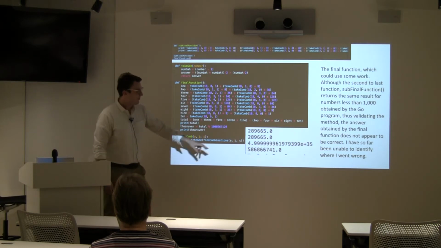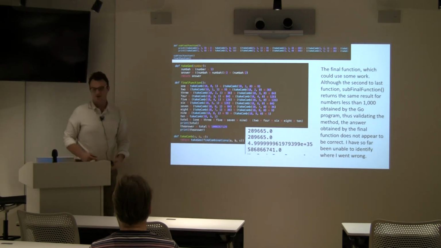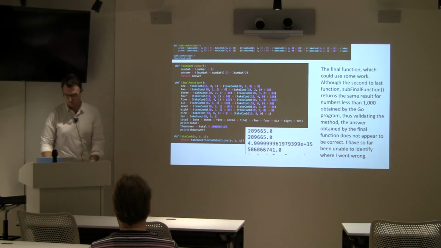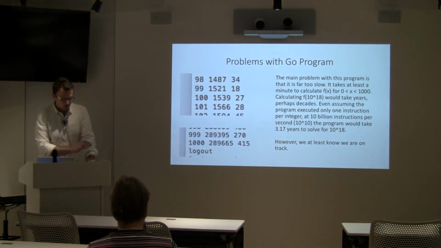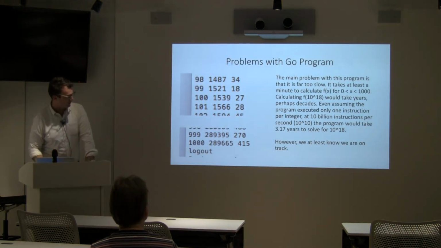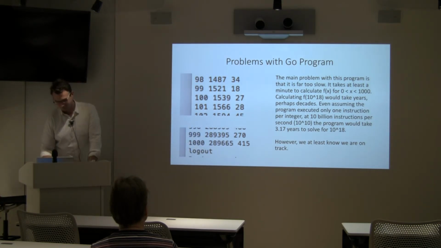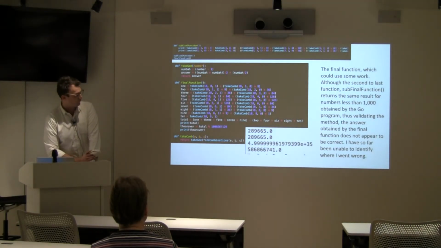Which is a good point. But the program does successfully solve it for the case of 1,000, because we can compare that with a brute force program. And this is the same number that the brute force program comes up with. So we know that it essentially works. I just don't have 289,665. Just not quite sure why it's not functioning for the much larger set.